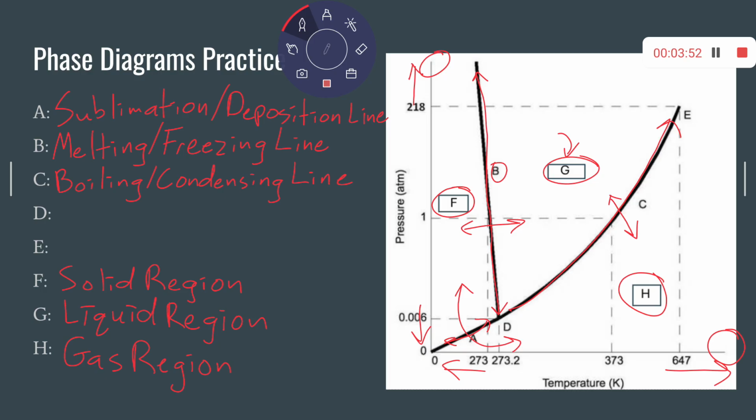Okay, we got two more. We got D, which is this point, and we have E, which is this point. Now D, hopefully, is pretty straightforward. It's where all three of my boundary lines, A, B, and C, intersect. So at that point, at this temperature and pressure, at D here, we see all three phases of matter represented. That is our triple point.